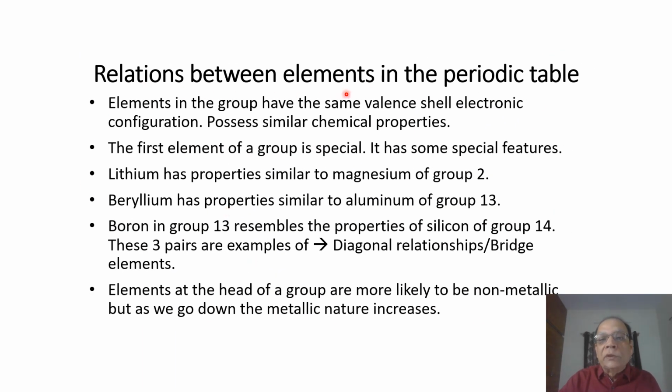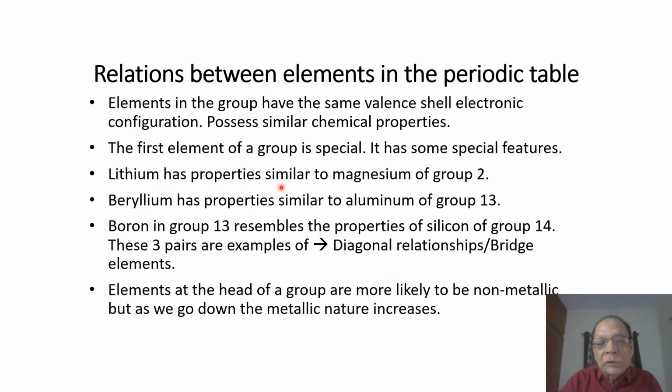Relation between elements in the periodic table. Elements in the group have the same valence shell electronic configuration. They possess similar chemical properties. The first element of a group is special. It has some special features.